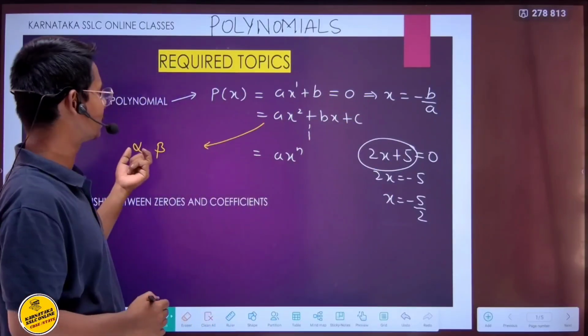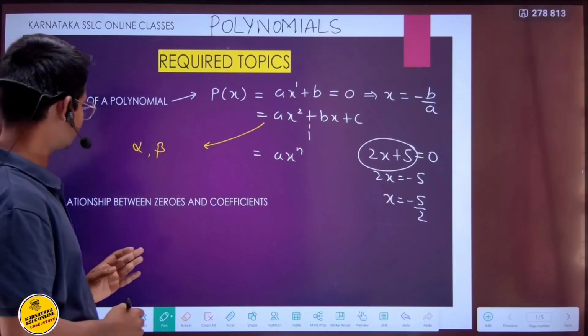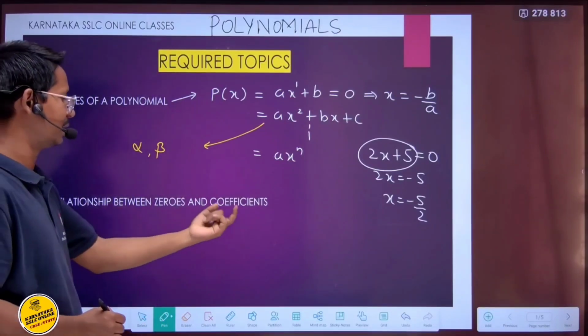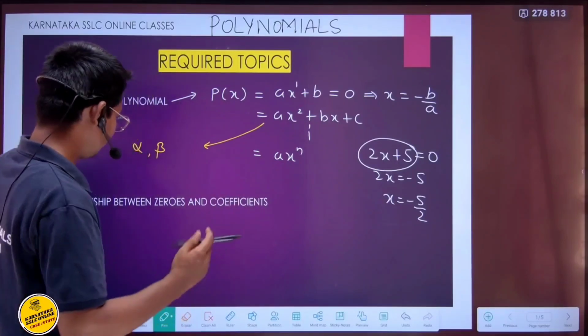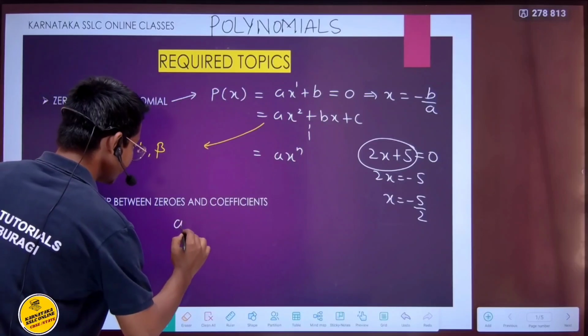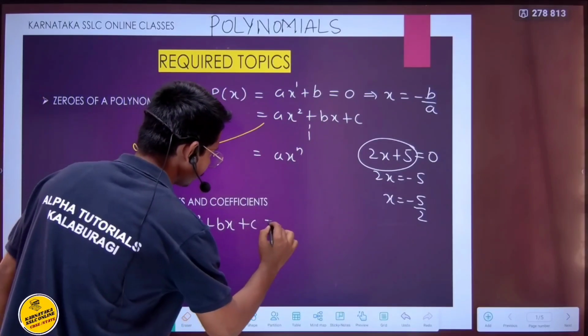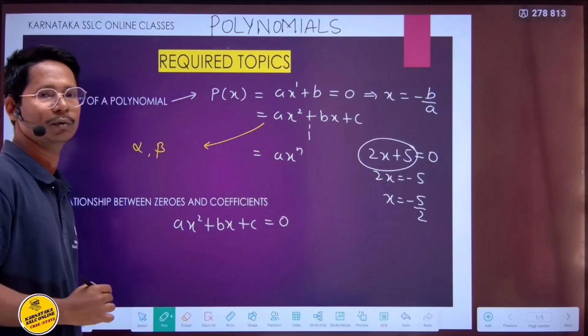So such values are called zeros of a polynomial. Next, we also need to know the relationship between zeros and coefficients. We know the general form of a quadratic equation. It is ax square plus bx plus c equal to 0. It is the general form of a quadratic equation.